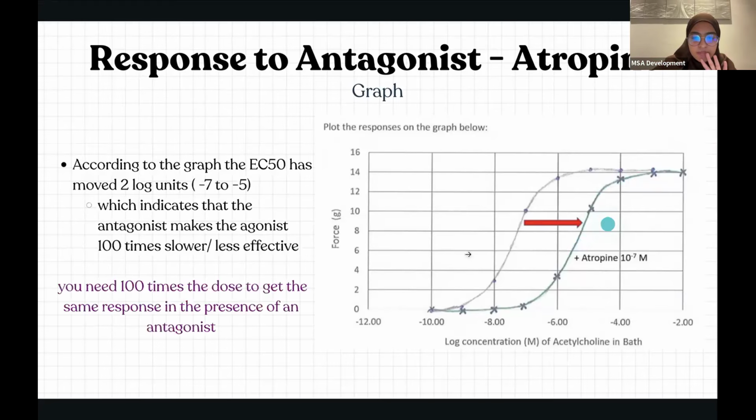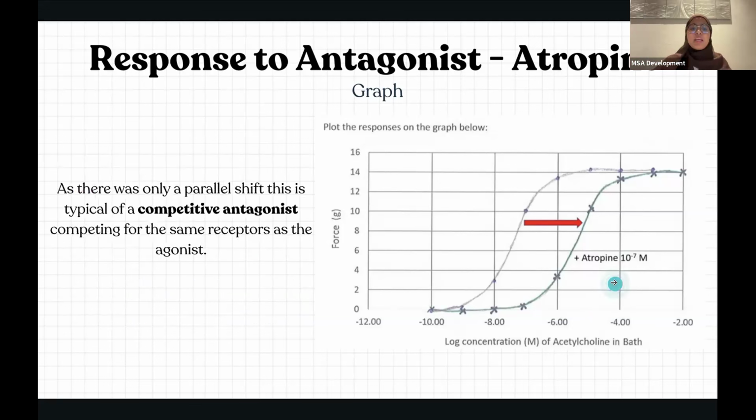Let's take a closer look. EC50 last time was half the response. The maximum response was 14, right? So let's go to 7. It was here, right? 7, when you correspond it here, it was at 7. When you look at where we added the antagonist, it's at 5. So we lost 2 log units. We moved 2 log units, which indicates that the antagonist makes the agonist less effective. So for you to get the same response, you need 100 times the dose.